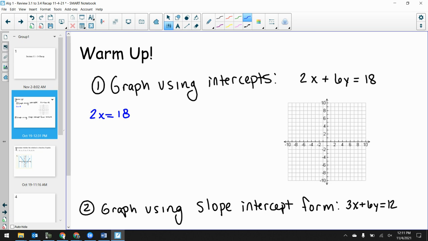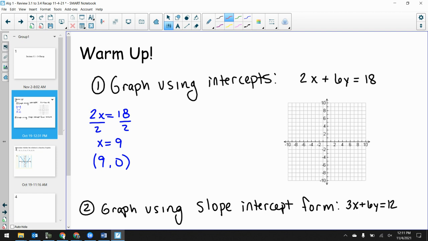Okay, so what do I get for my x value, Brad? 9. Good. What does that tell me about my coordinate? What is my coordinate then? 9. Oh wait, 9, 0. 9, 0. Why am I stressing that? Because I will be taking off points if you do not put the coordinate correctly. All right, so my x coordinate is 9.